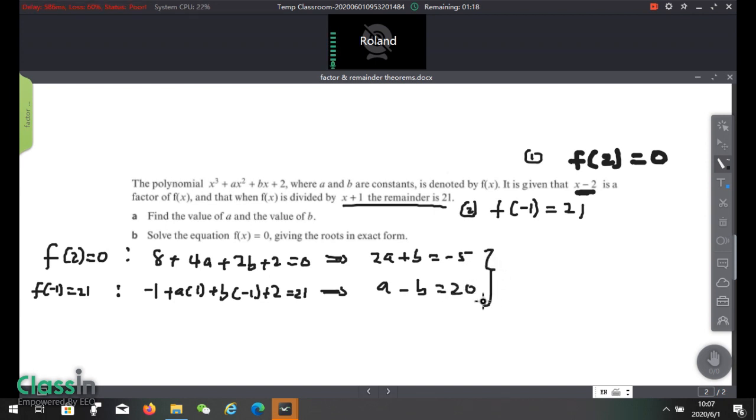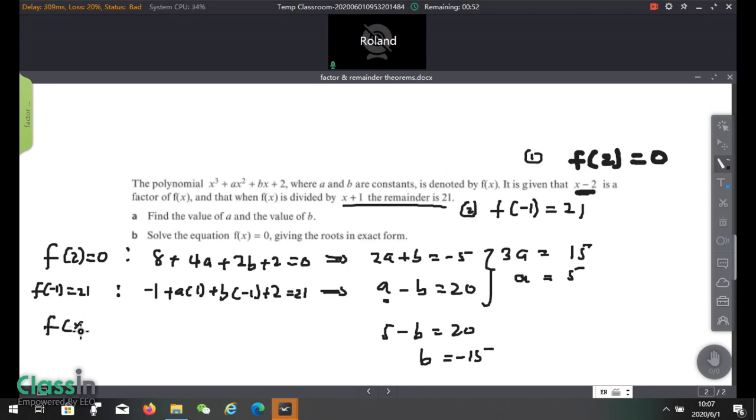Of course, we can solve these two equations for a and b. We can simply add them. If we add them, 2a plus a gives 3a, and negative 5 plus 20 gives 15. So that means a is 5. If a is 5, we can put a here to find b. 5 minus b is 20, and b is negative 15. So clearly, f of x can be written as x cubed plus 5x squared minus 15x plus 2.